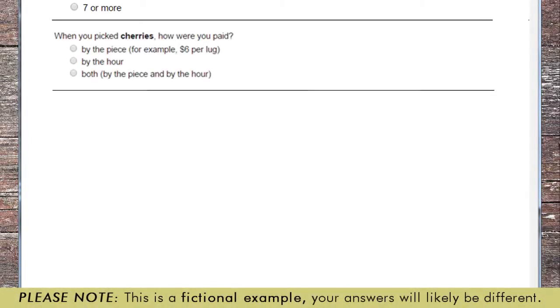In the past season, I was paid by the lug, that's a piece rate, and by the hour. So my answer is both by piece and by the hour.